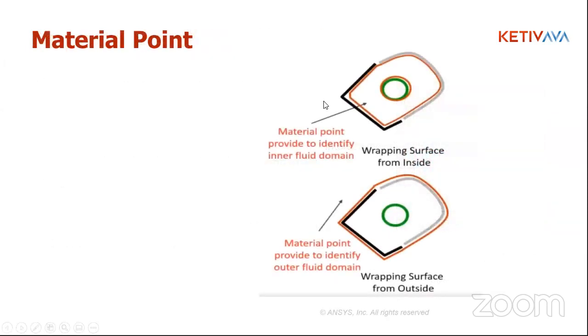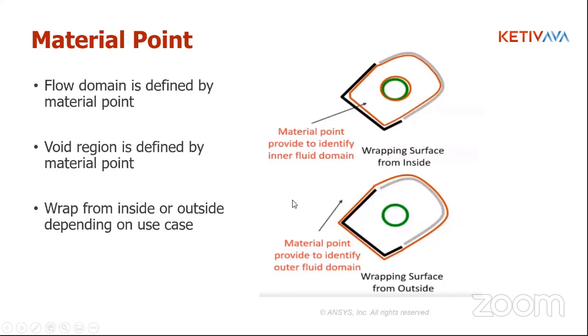Another important concept before we do the demonstration is the concept of a material point. Now, because these geometries are unclean and have openings, somebody needs to tell Fluent where the flow domain actually exists. Is it within the confines of these lines? Is it outside the confines of these lines? Basically define whether your problem is an internal flow problem or an external flow problem.